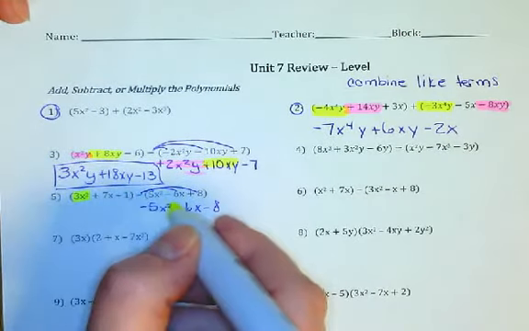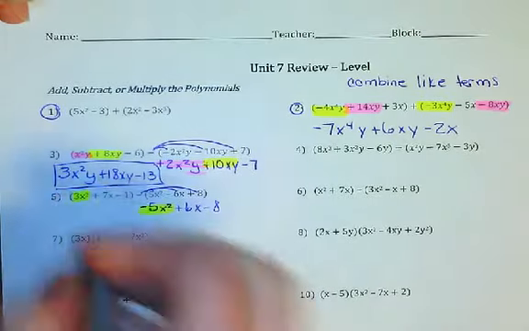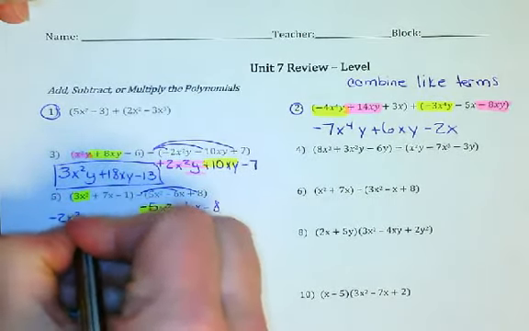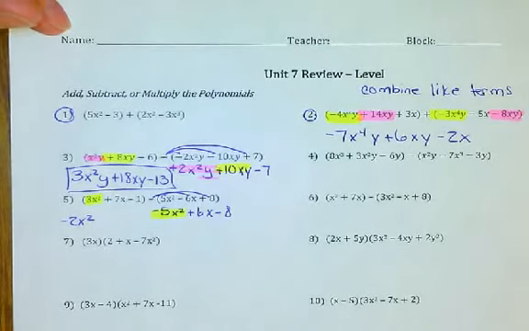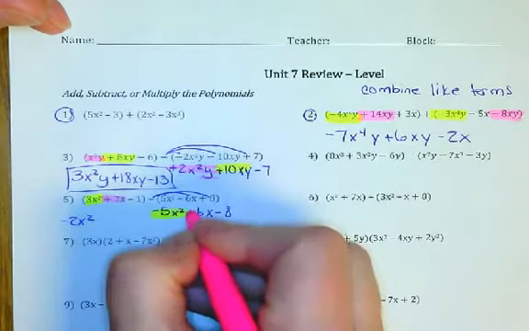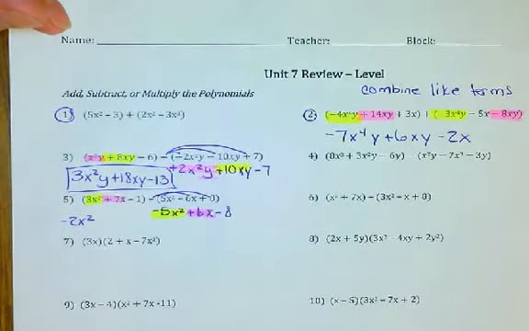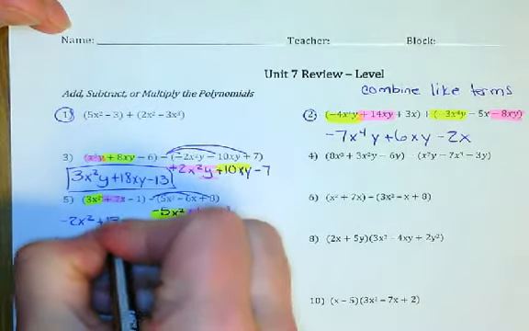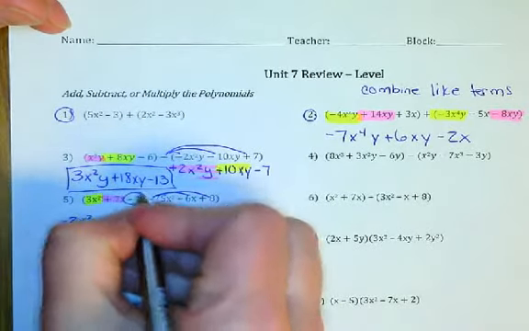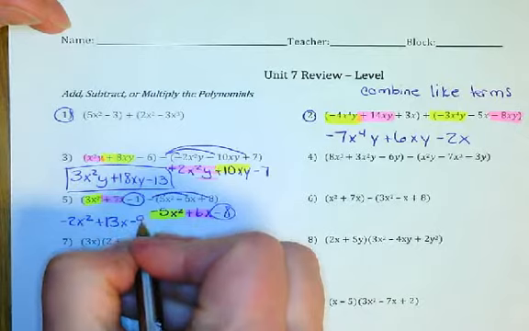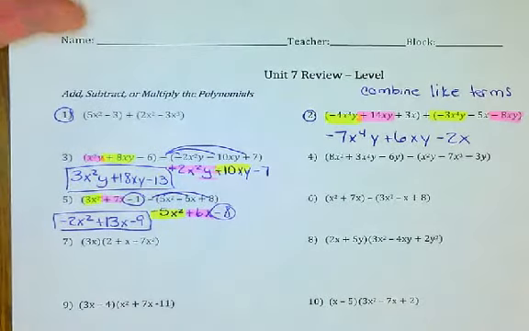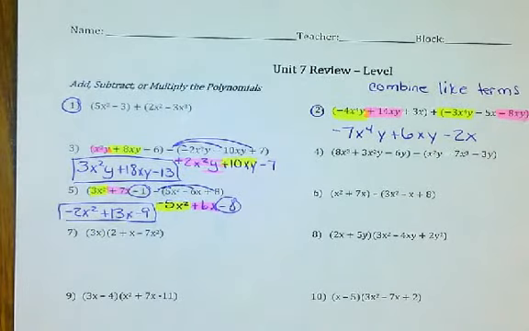Here I see a 3x squared and a negative 5x squared, so that gives me negative 2x squared. I also have a 7x and a positive 6x, so that will give me 13x. And then I have a negative 1 and negative 8, so that gives me negative 9. And there's your answer. So for 4 and 6 and 1, you should be able to go look on the key and check your answers once you've done those on your own.